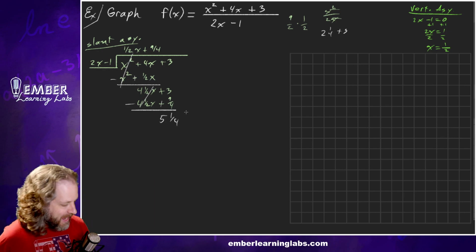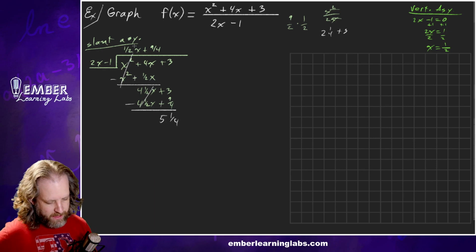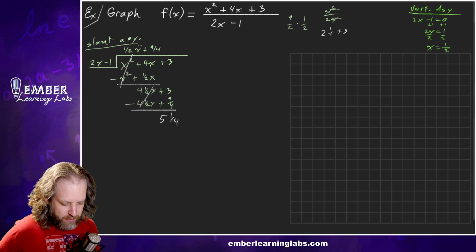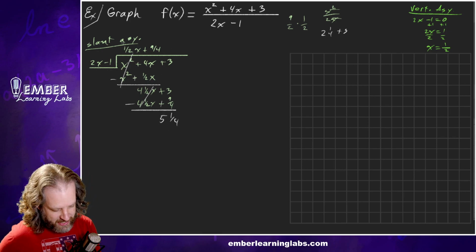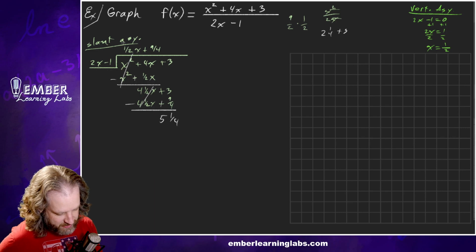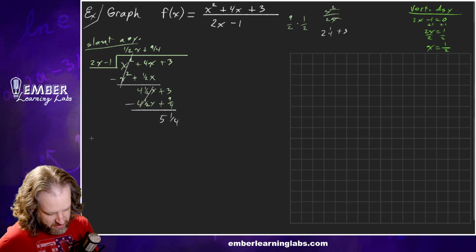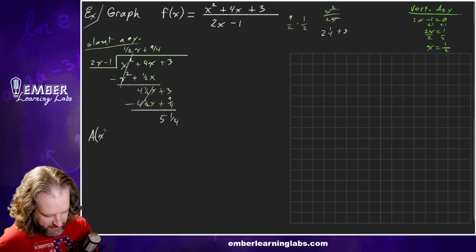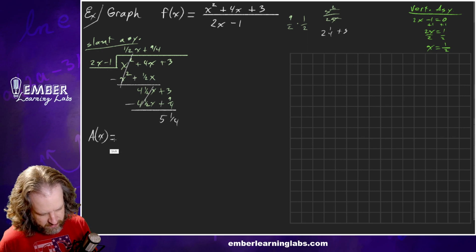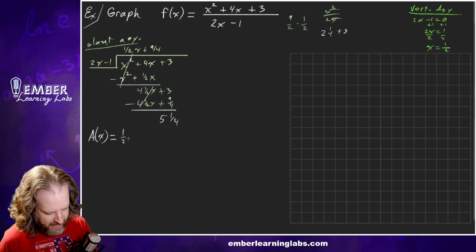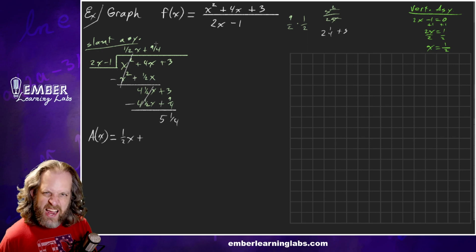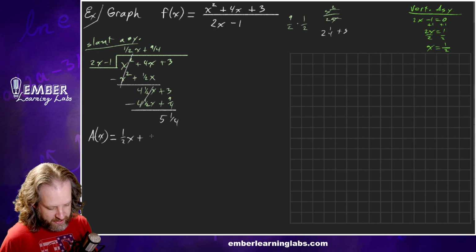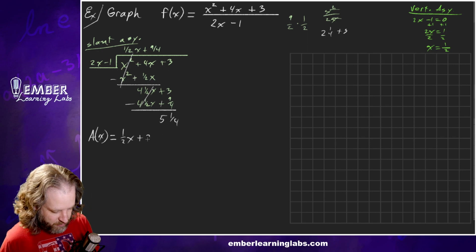So the slant asymptote is this without the remainder bit, right? So the slant asymptote is at, let's call it A for asymptote, A of x equals 1/2 x plus, we'll write 9 fourths as a mixed number. It's going to be a lot easier to think through, right? So that would be 2 1/4.